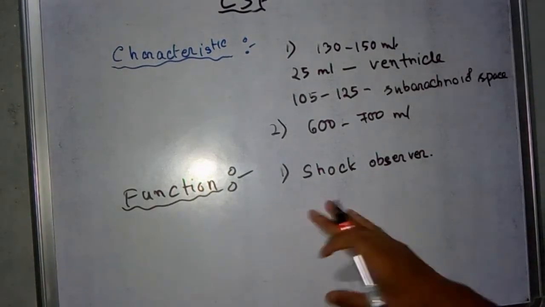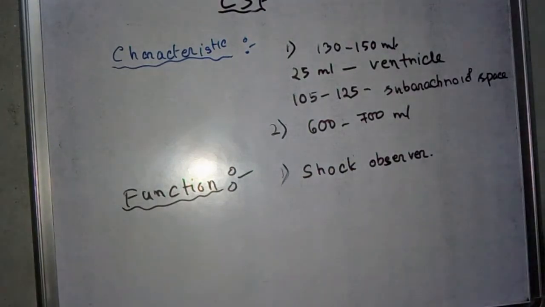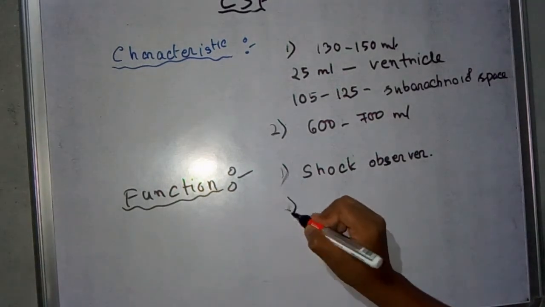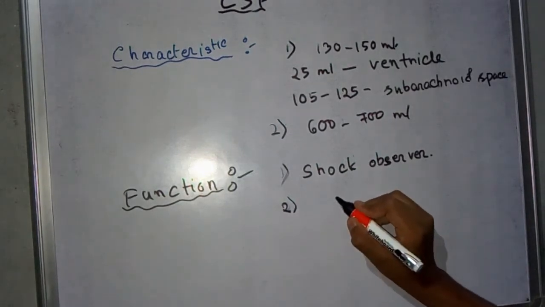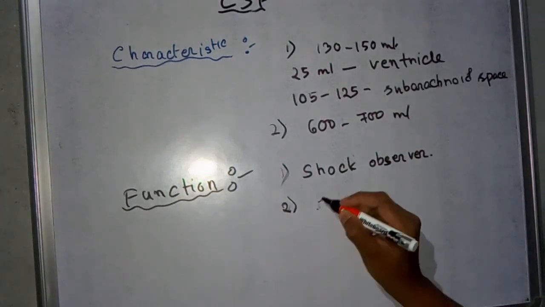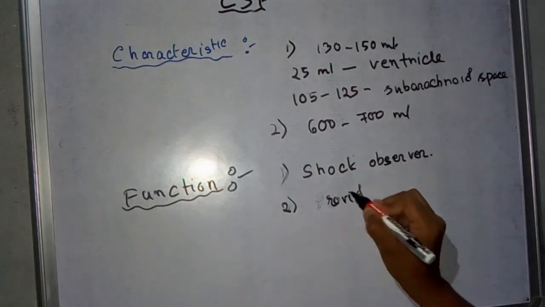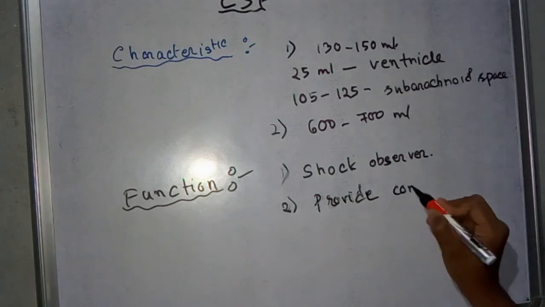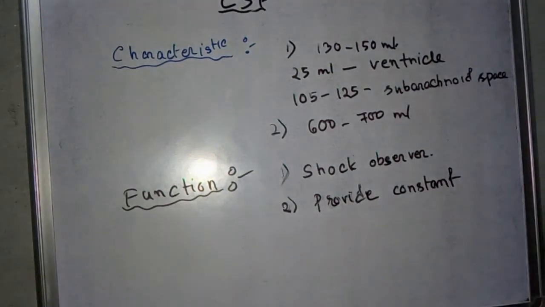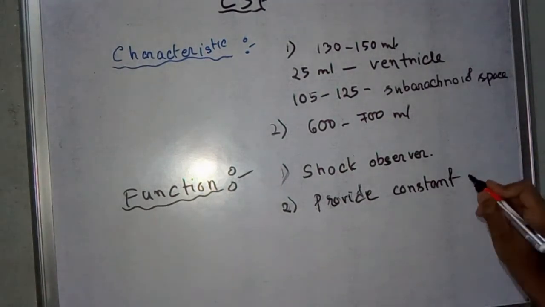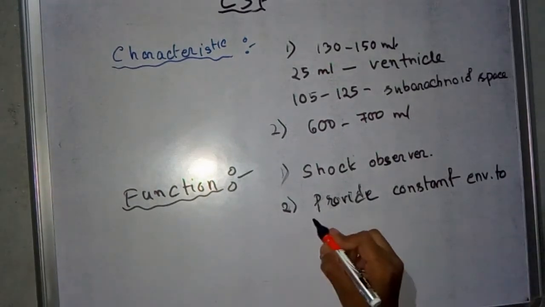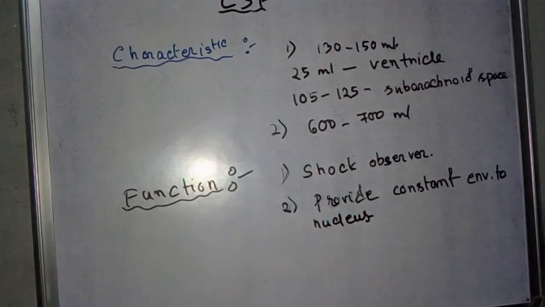So the first function is shock absorber, and the second function is it provides a constant environment to the neurons, as they are highly sensitive and specialized cells.